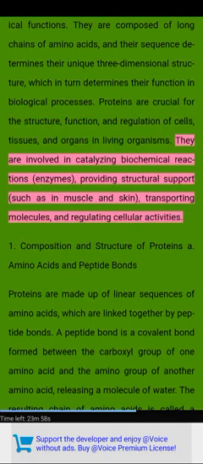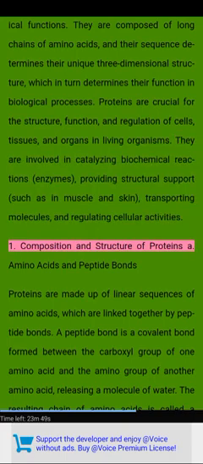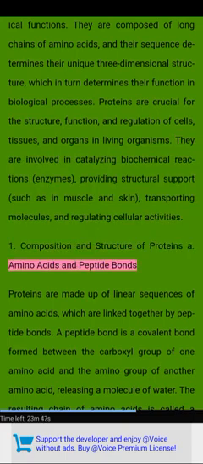They are involved in catalyzing biochemical reactions, as enzymes, providing structural support, such as in muscle and skin, transporting molecules, and regulating cellular activities. 1. Composition and structure of proteins. A. Amino acids and peptide bonds.